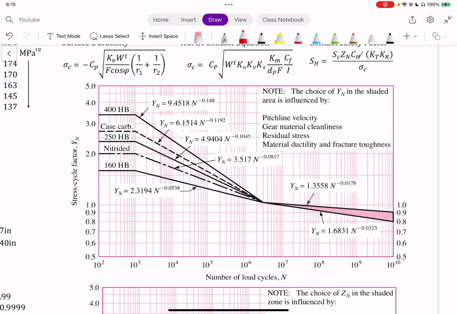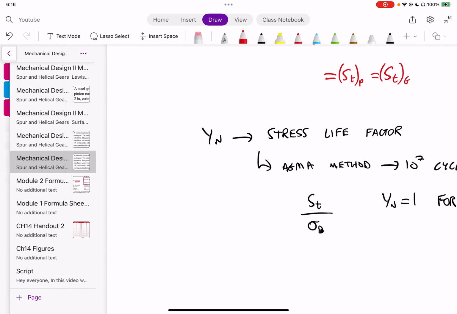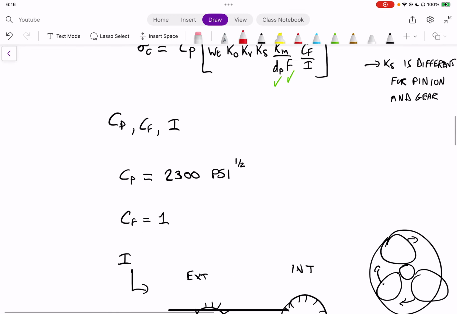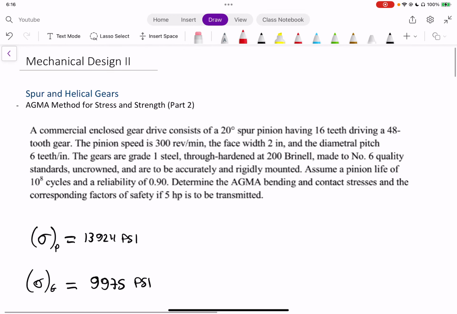So given this information, we now need to figure out how many cycles we are asked to solve for in our question. Okay, so going back to our question, we can see how many cycles it wants us to work for. And here it says 10 to the 8 cycles.